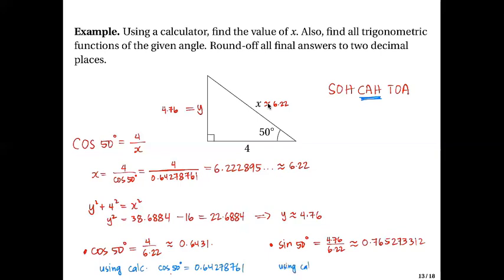Using calculator, sine 50 degrees. We use the calculator. Sine 50 degrees is 0.76604443. So look at that: 0.7652, here 0.7660. It's a big rounding error, but at least they are close, or they are the same up to two decimal places. Okay?